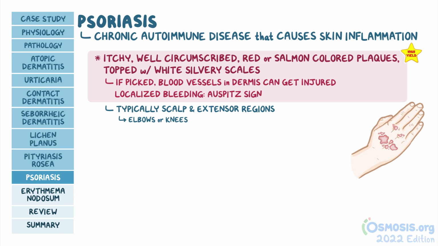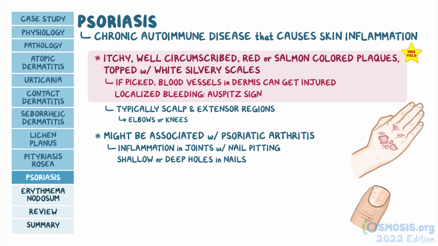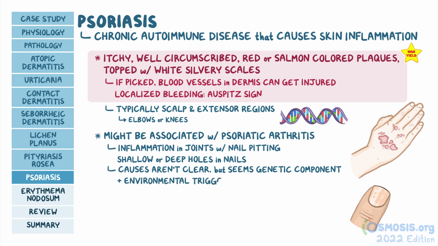For your test, remember that this might also be associated with psoriatic arthritis, which presents with inflammation in the joints together with nail pitting, which are shallow or deep holes in the nails. The causes of psoriasis aren't clear, but there seems to be a genetic component as well as an environmental trigger, like trauma or a previous infection, in addition to possible autoimmune etiology.